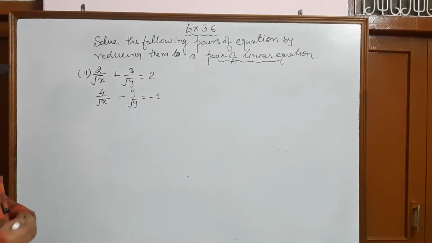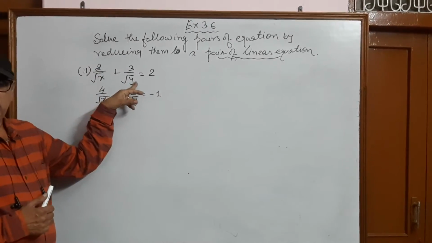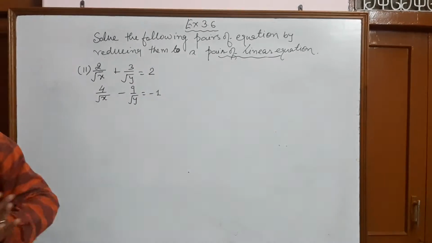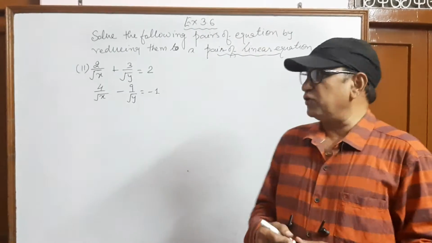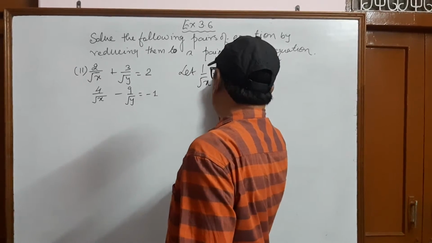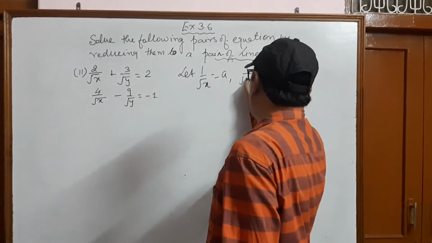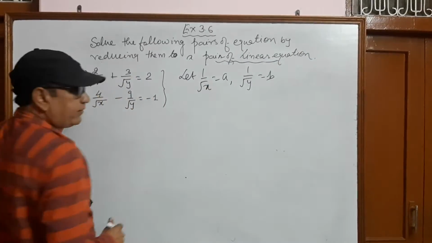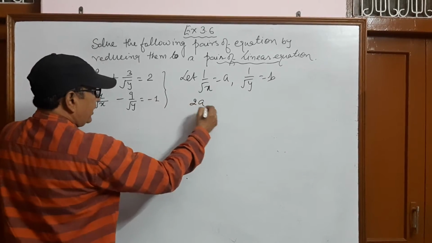Same pattern. Here 2 upon root x, 3 upon root y, and root x and root y are given. Clear? There is no need to operate on this root side. Simply we will do it as usual, like the previous question. Let 1 by root x equal to a and 1 upon root y equal to b. Now convert the first and second equations, then you will get 2 by root x means 2a.